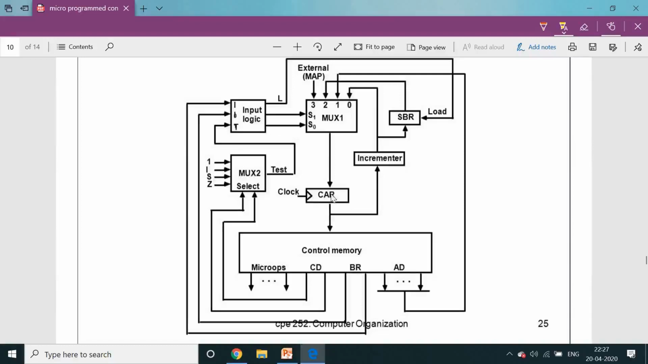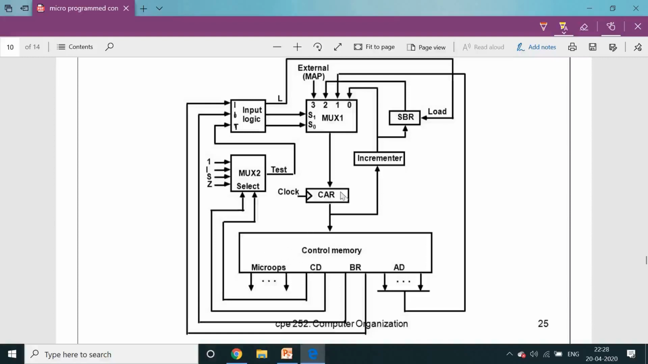The control address register generates an address that points to one location in the control memory. That microinstruction will generate some particular micro-operations. With the help of the micro-operations we perform different actions in the ALU. Next, after completion of one microinstruction, the control address register waits for the next address, the next instruction. For that, an address is needed.